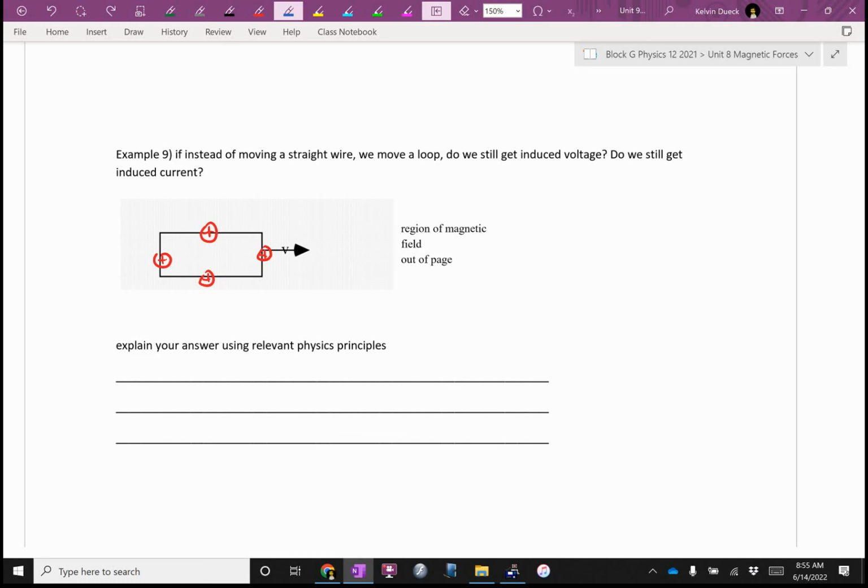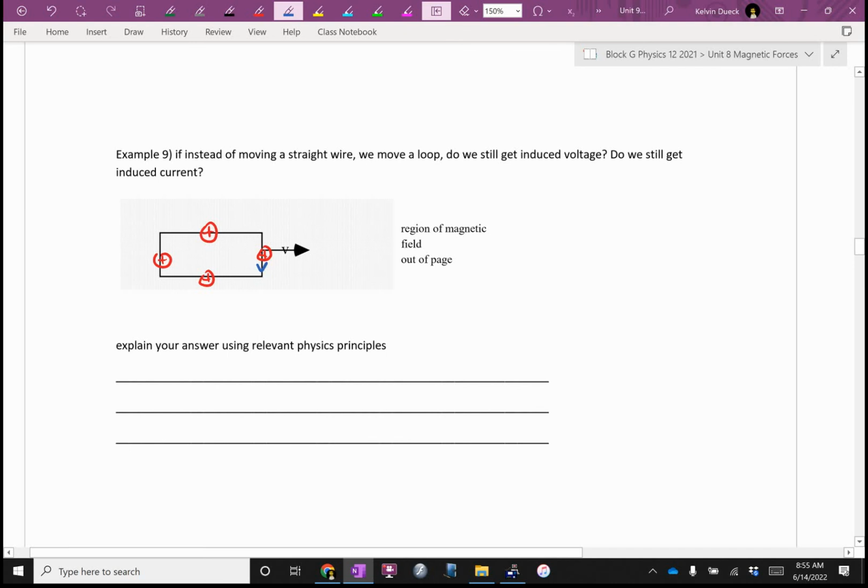What about this front section of wire? Which way is it moving? To the right. And it's perpendicular to motion. So charges are going to flow from that front wire in that direction.